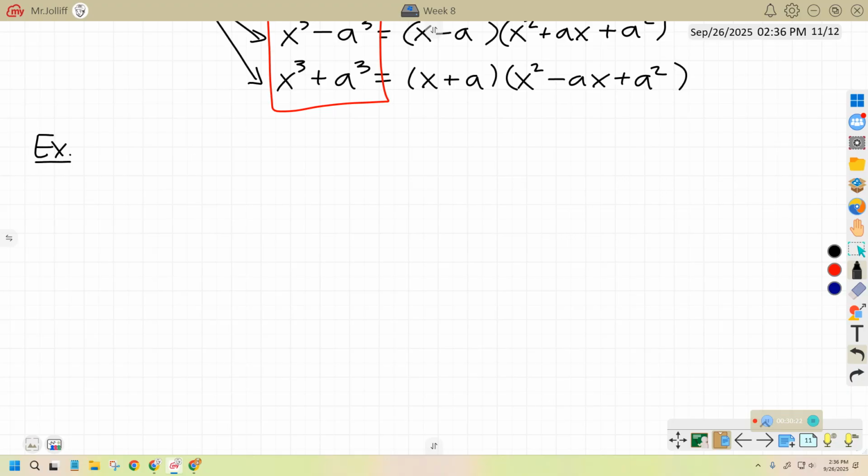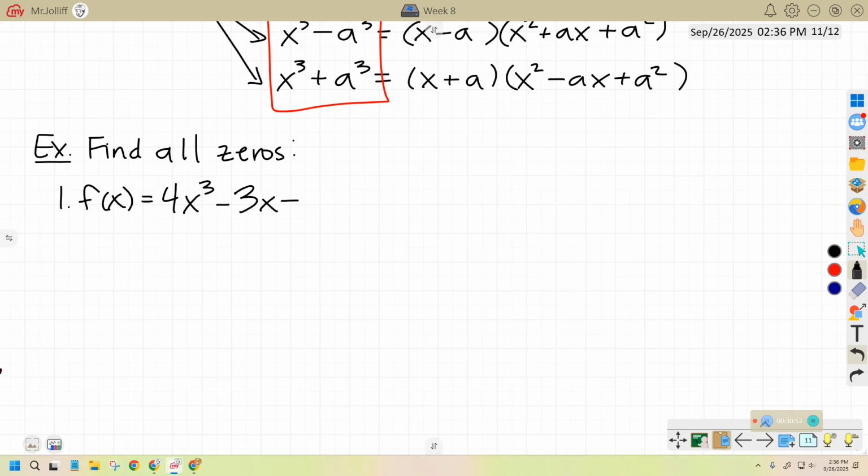So our example is find all of the zeros of a polynomial. We're going to do several, as many as we have time for. So first polynomial is f of x equals 4x cubed minus 3x minus 1.